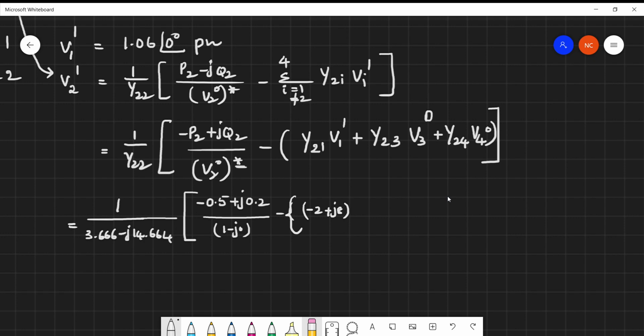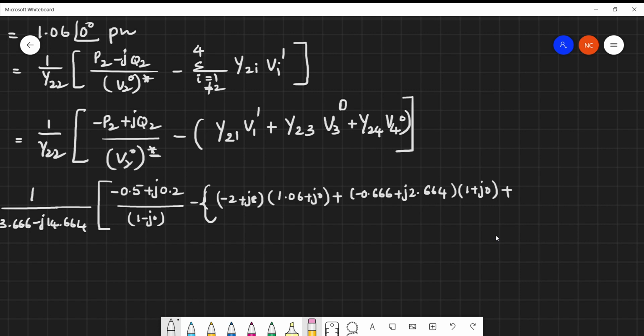Okay, into V1 is 1.06 plus j0. Next Y23 is minus 0.666 plus j2.664 into V3 initial guess, that is 1 plus j0, plus Y24. Okay, Y24 is minus 1 plus j4 into 1 plus j0. Okay, in this way we need to do the substitutions.